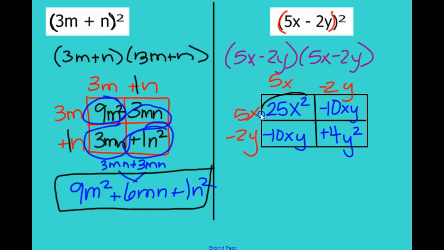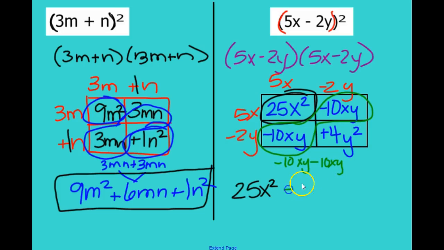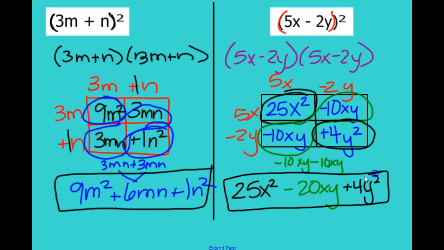So then we have here 25x squared. There's my x to the positive 2. And then I have here an xy here and an xy here. If they're both negative 10, a negative 10xy and another negative 10xy make a total of negative 20xy. And then plus 4y squared. And there's our answer.